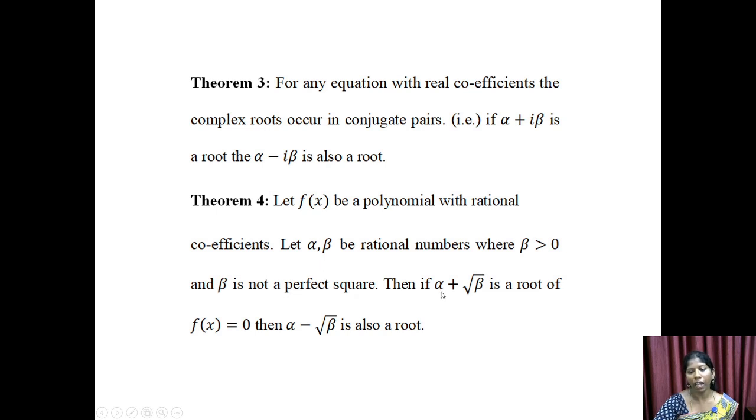Then suppose alpha plus square root of beta is a root of the function, then we can also say alpha minus square root of beta is also a root. The condition on beta is that beta is greater than 0 and beta is not a perfect square. So whenever we have a root of the form 2 plus root 3 or 4 plus root 5, then 2 minus root 3 or 4 minus root 5 is also a root.